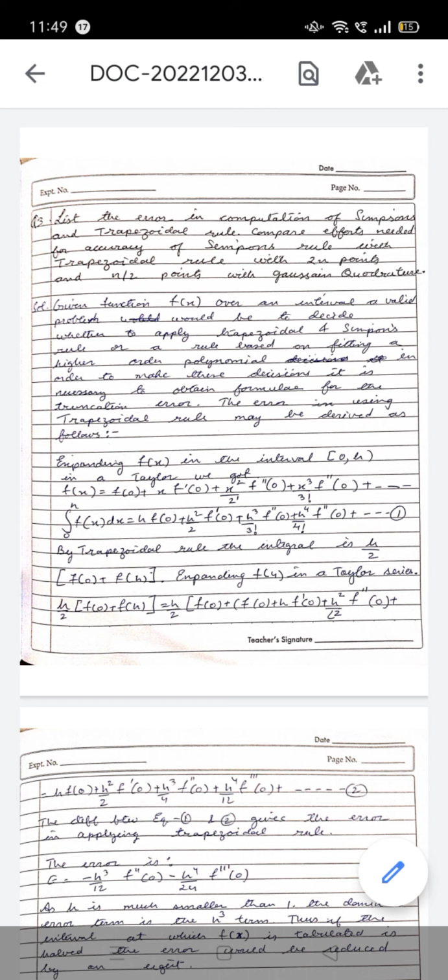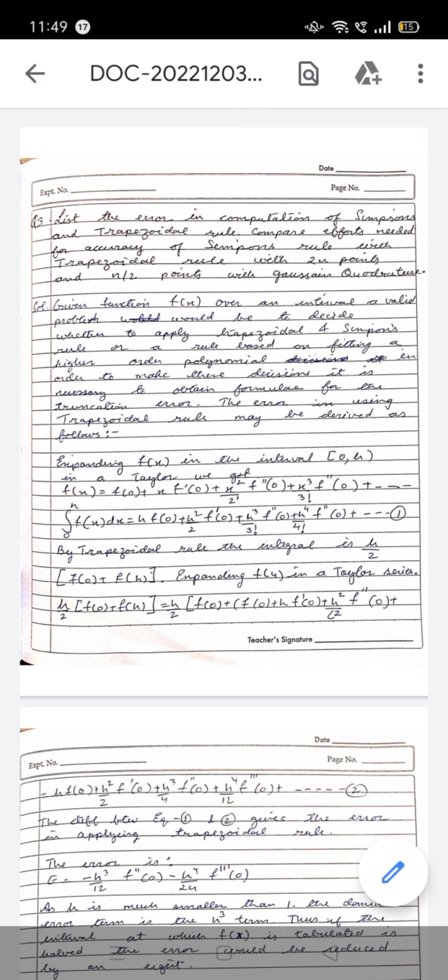Now we will move on to the solutions. Given a function f(x) over an interval, a valid problem would be to decide whether to apply trapezoidal and Simpson's rule or a rule based on fitting a higher order polynomial. In order to make this decision, it is necessary to obtain a formula for the truncation error. The error in using trapezoidal rule may be derived as follows.